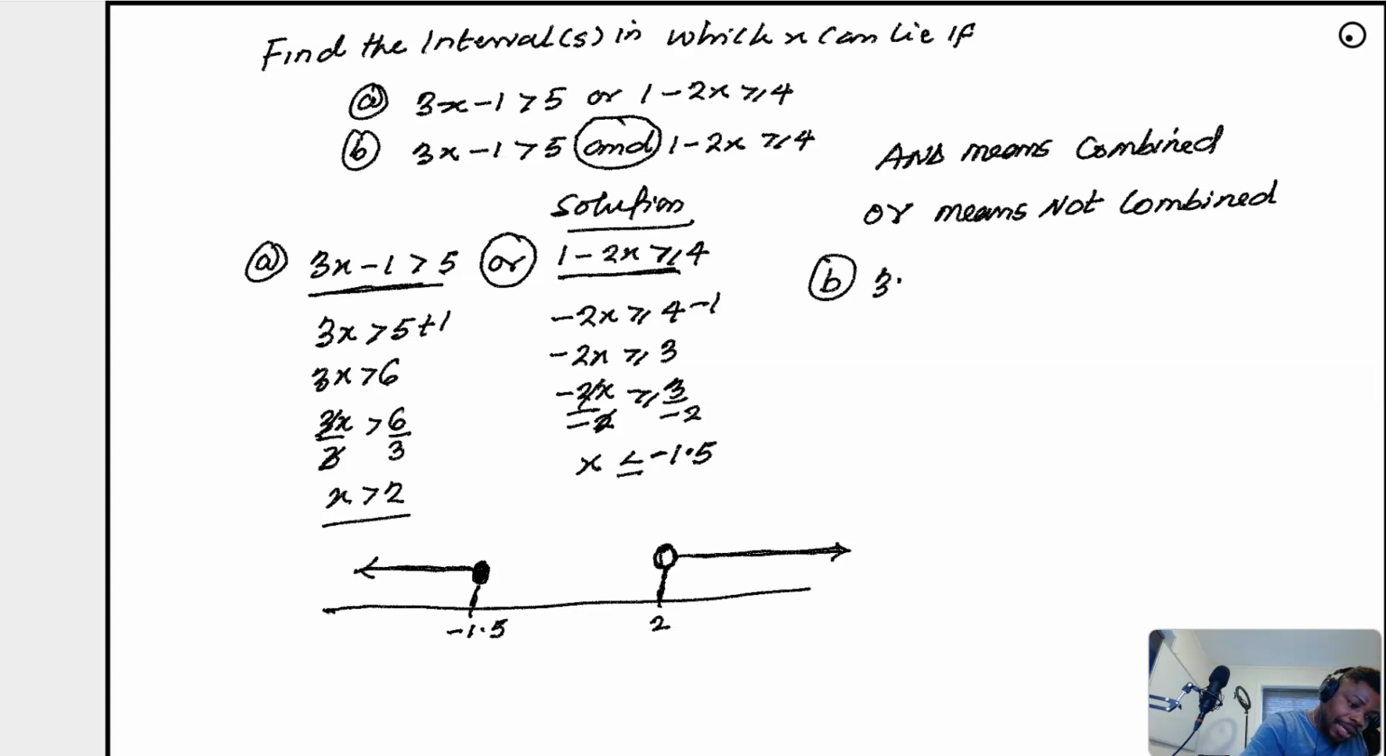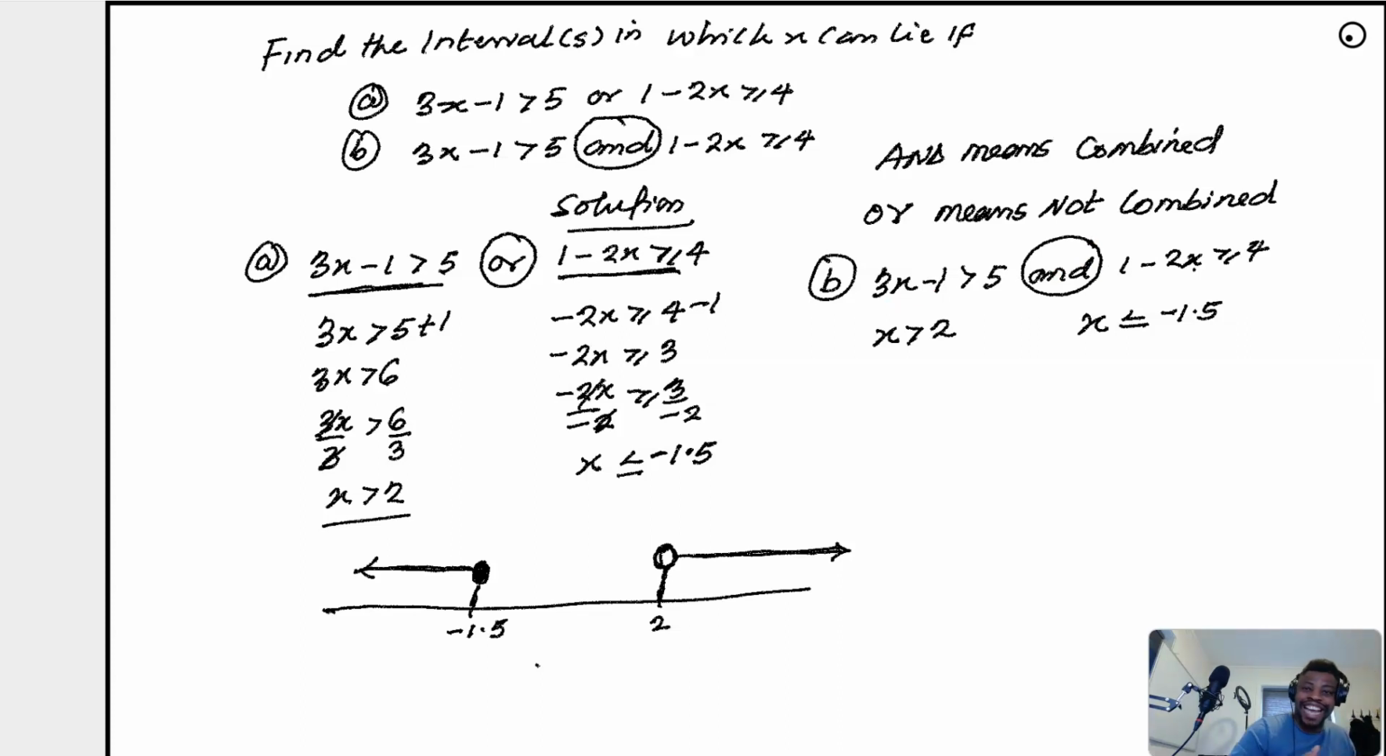So this is 3x minus 1 greater than 5 and 1 minus 2x greater than 4. We already solved this one already. We got x is greater than 2, and we already solved this one already. We got x is less than or equal to minus 1.5. And we already drew the number line. This is the number line. You can see that the number line is not combined, right? So it simply means for this question, it cannot be "and" because it cannot be combined.